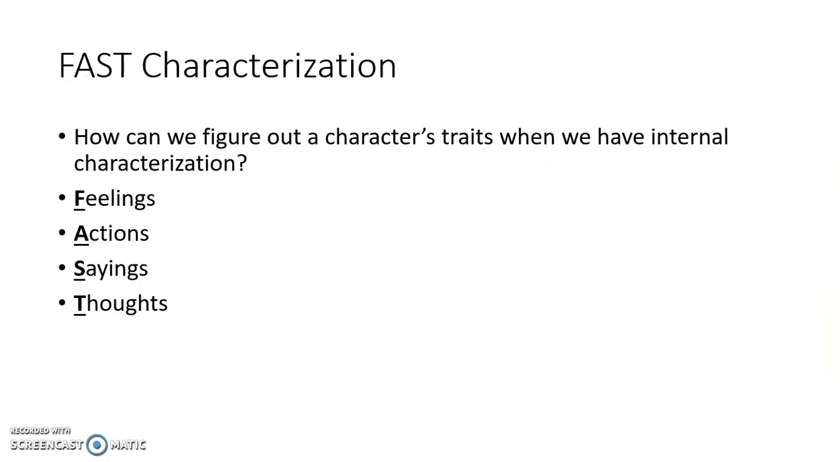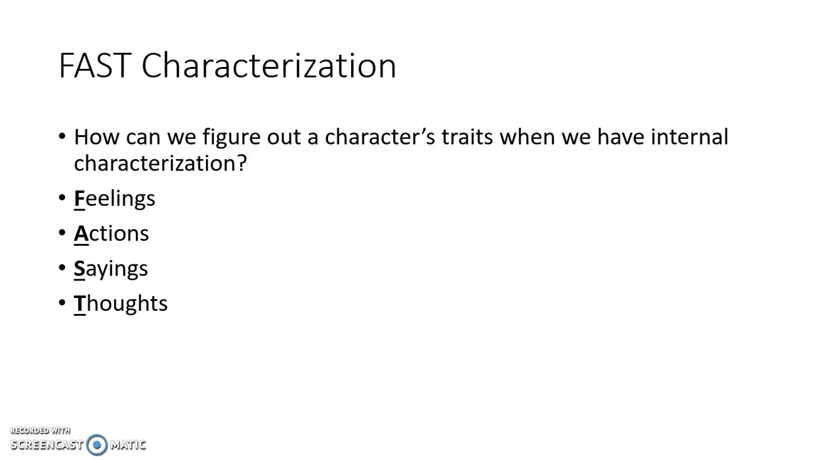This creates a small challenge. Can we figure out a character's traits when we have indirect characterization? The author doesn't tell us what this character is like, so how are we supposed to know? Well, we make inferences, and we can make these inferences using something called FAST characterization. FAST stands for feelings, actions, sayings, and thoughts.